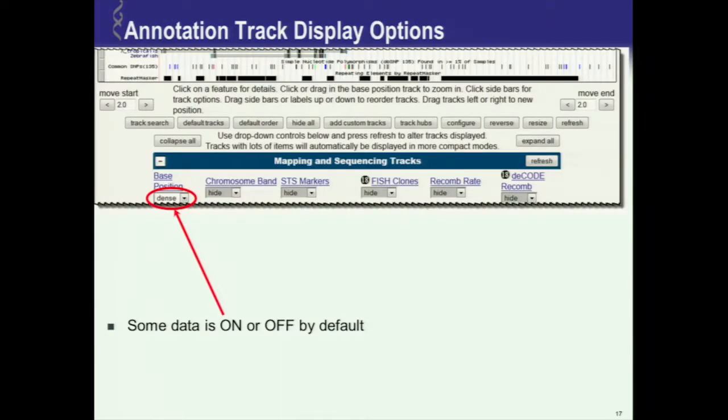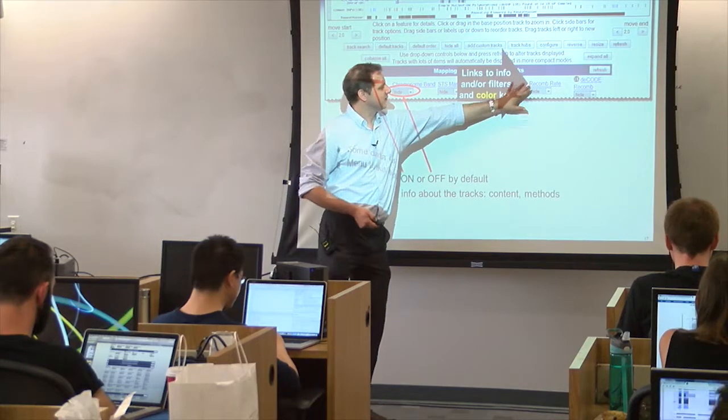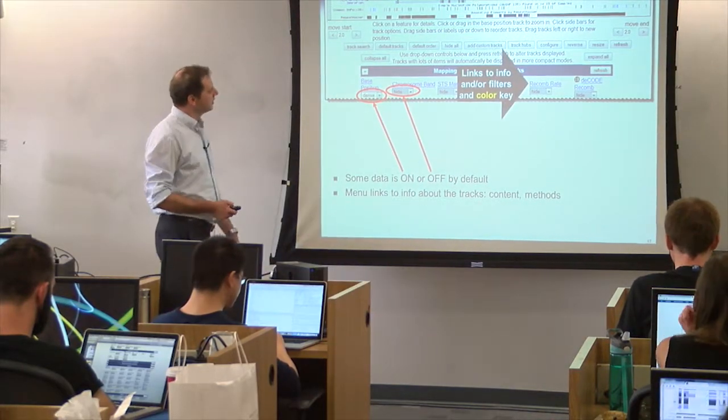So another very basic thing just to understand is the different viewing options for looking at a track. Most tracks can either be hidden, which is the default for a lot of tracks when you first go into the browser, or you can view that. And for many tracks, there are different views that you can choose. It'll often depend on the nature of the track and how big a region you're looking at, what works best. I said all of these things are clickable, I think.